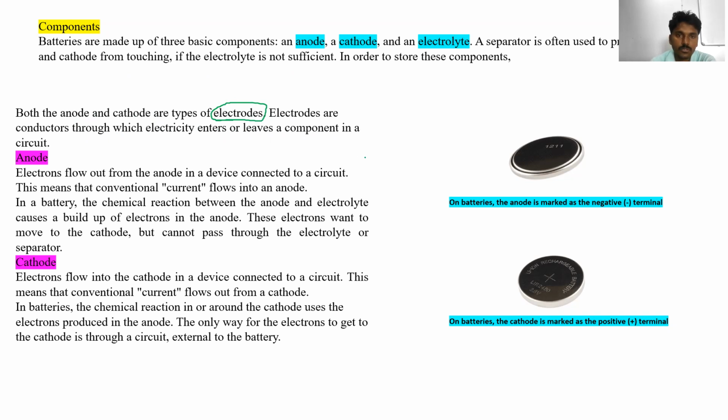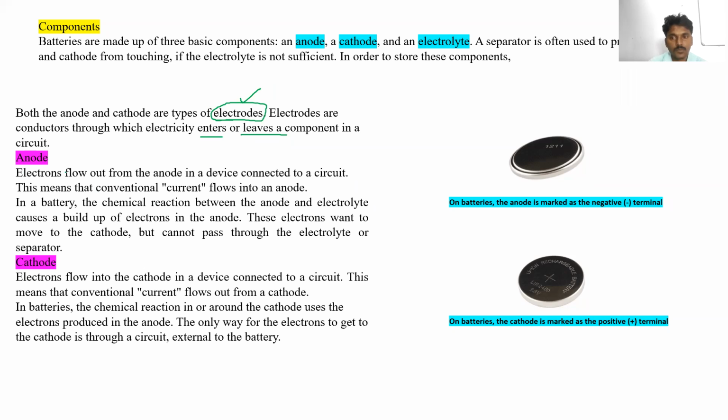So already we know electrodes are nothing but conducting materials, which can let current leave or enter. Simply, electrodes are nothing but conducting materials.